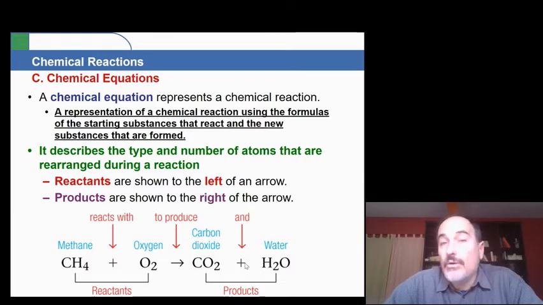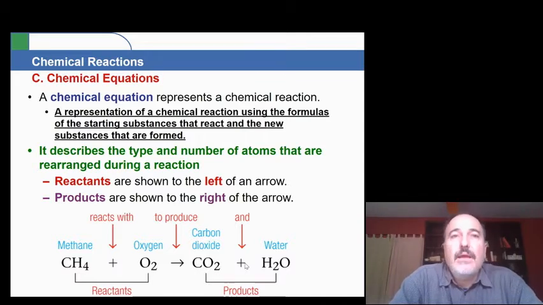You could have a word equation that doesn't use formulas. It just uses words and might just describe it in a sentence, like methane reacts with oxygen to produce carbon dioxide and water. But the best representation would be a balanced chemical equation.